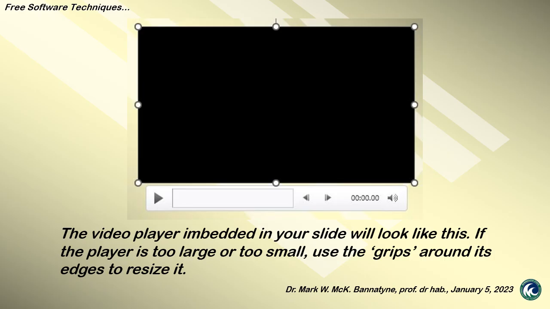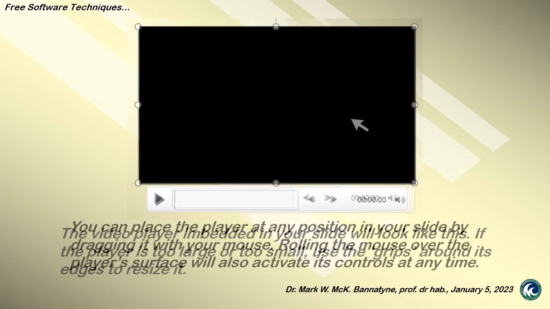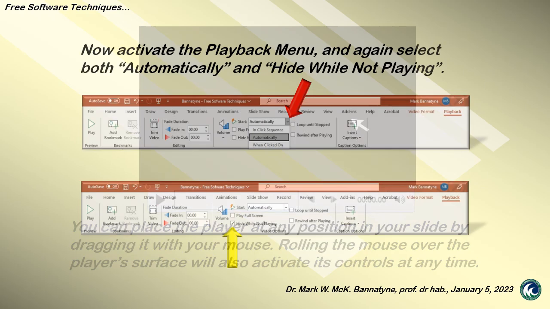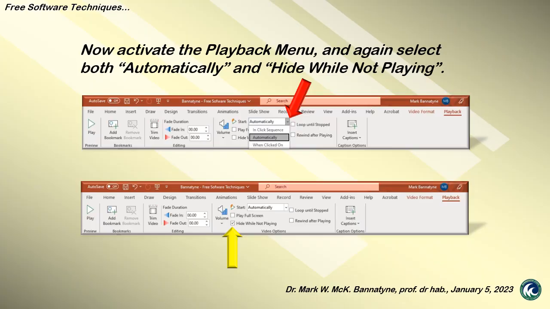The video player embedded in your slide will look like this. If the player is too large or too small, use the grips around its edges to resize it. You can place the player at any position in your slide by dragging it with your mouse. Rolling the mouse over the player's surface will also activate its controls at any time. Now, activate the playback menu, and again select both automatically, and hide while not playing.